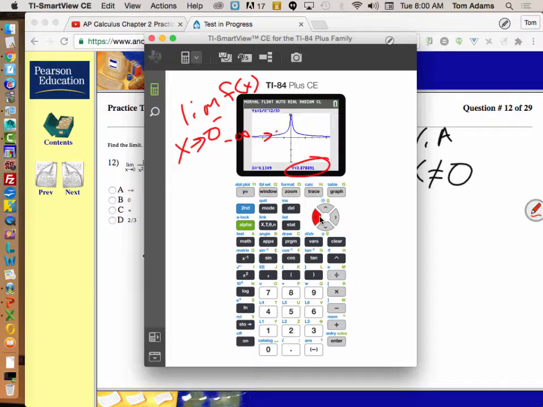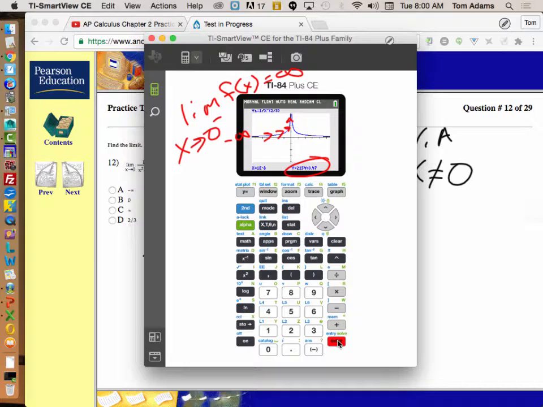It stops at 4 right there, but as I keep going, if I get closer and closer to 0, what will it do? In other words, if I put in 0.00001 for my x value, that's a pretty big number, 200,000. So it approaches positive infinity. Yeah, so this one is positive infinity, right?